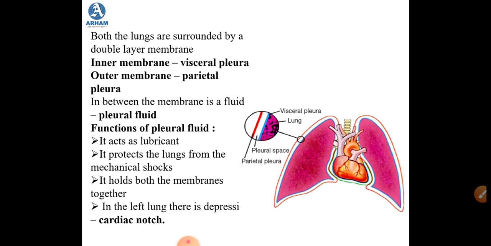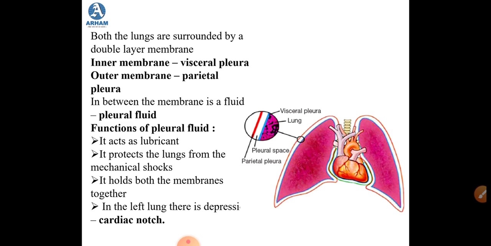Now there are certain functions that the pleural fluid performs. The first function is that it acts as a lubricant between the 2 layers, or the 2 pleurae. The second function is that it protects the lung from mechanical shock. So suppose there is some external injury on the chest, this fluid protects the lungs from the mechanical shock. The third function is holding both the membranes, the visceral as well as the parietal membrane, together.